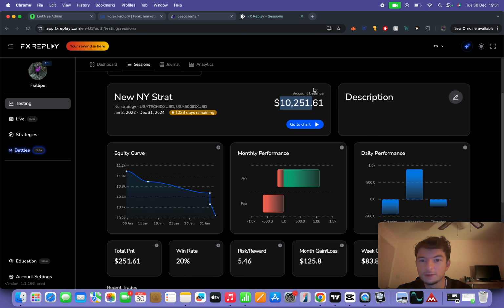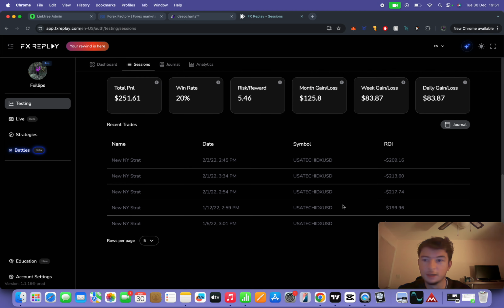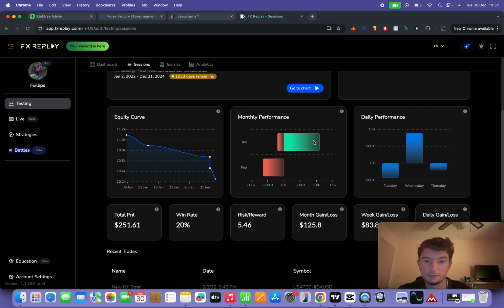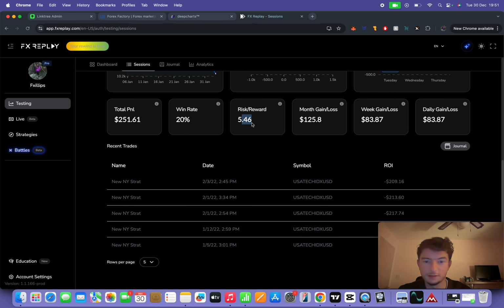So still in profit from that first trade, which is pretty mad really when you think about it. It was a big 5 to 1. What was it actually? Can I see? Risk reward 5.46, sorry.